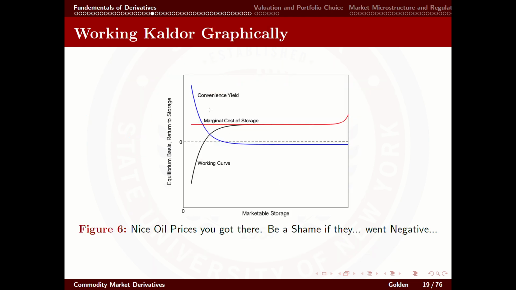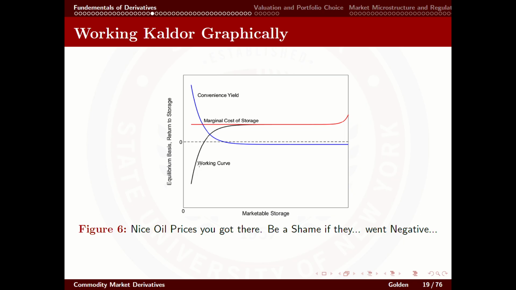So here's Working-Kaldor graphically. You have the convenience yield, how valuable it is to hold some amount of storage, how valuable it is to have some stocks on hand. And here's the marginal cost of storage. It's pretty linear, but then suddenly you run out of storage and now oil is negative. And then here's the Working curve, which provides the cost.